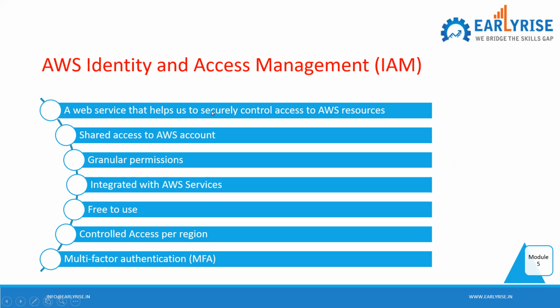Now, IAM is a web service that helps us to securely control access to AWS resources. Now that we have all the resources, there should be some mechanism to control the access. We were looking at the security pillar, how to protect the data. So just think from that aspect. There should be some mechanism to give the access only to the people who are relevant for that particular information or data. So this is a service which helps with that. Shared access to AWS account. What does it give?